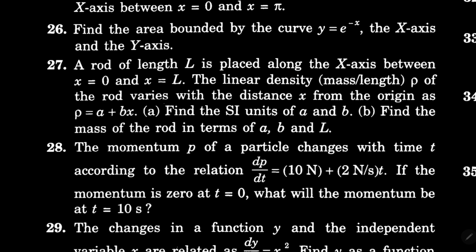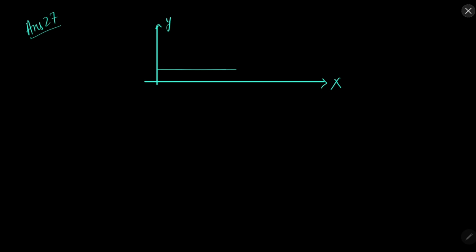In question 27, a rod is given and we need to find SI units of A and B and the mass of the rod. So this is the 27th one. Let's say this is the y-axis, this is the x-axis. The rod is like this. Let's take a small region here. This is x equal to 1, this is x equal to 0.